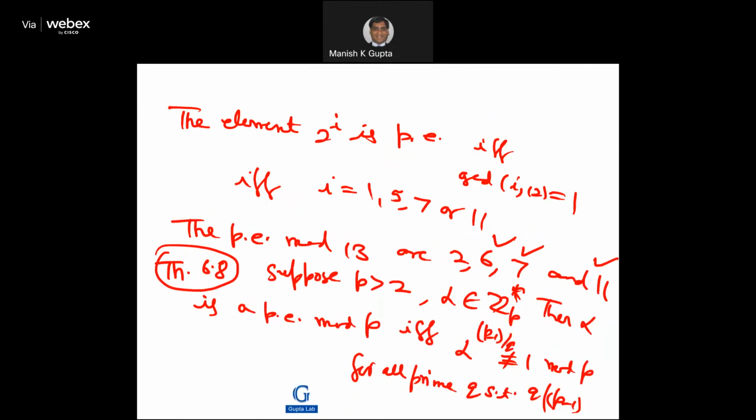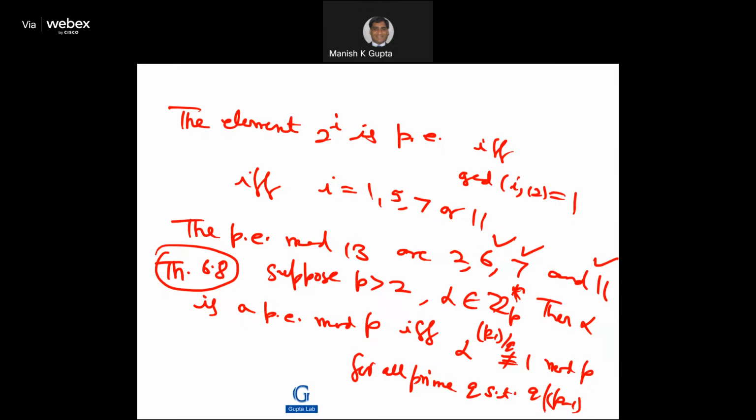In fact, the element 2 raised to power i is a primitive element if and only if GCD of i comma 12 is 1. This you may observe by looking at the table, right? So that means when this GCD is 1, when i is equal to 1, 5, 7 or 11. In that case the primitive elements modulo 13 are 2, 6, 7 and 11, because you can find all of them, right? And this condition is there.